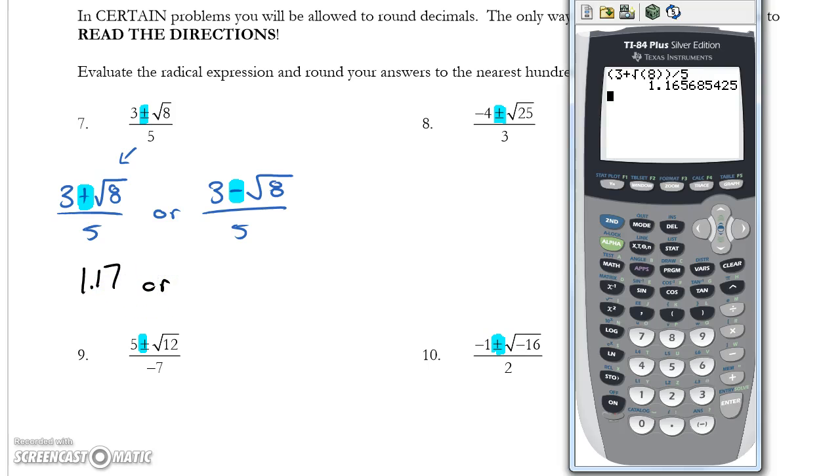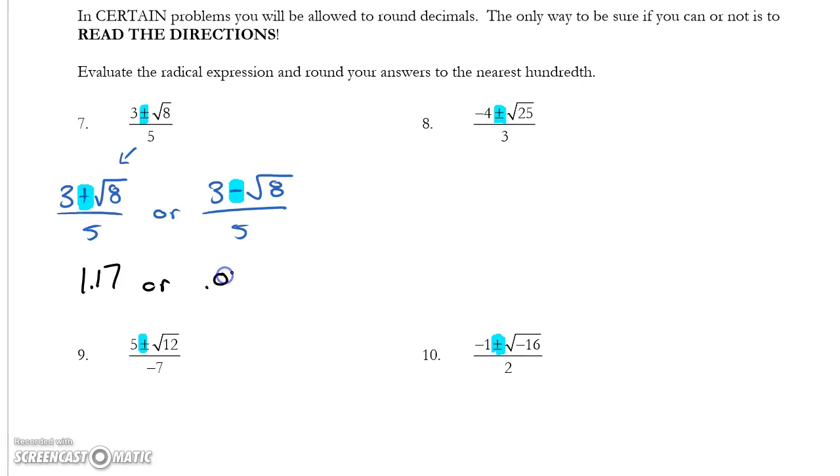Now I have to do it with subtraction. If you don't want to type all of this in at once, here's your other option. Type in your 3 minus square root of 8. Type in your entire numerator, get an answer, hit enter. Then divide by 5, so you'd have to hit enter twice here. Get 0.034. That 4 means keep the 3 the same. It's 0.03. You have 2 answers here, one when you add, one when you subtract.